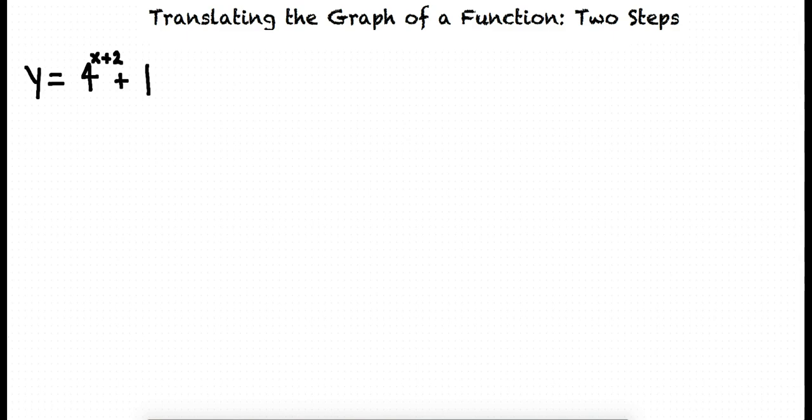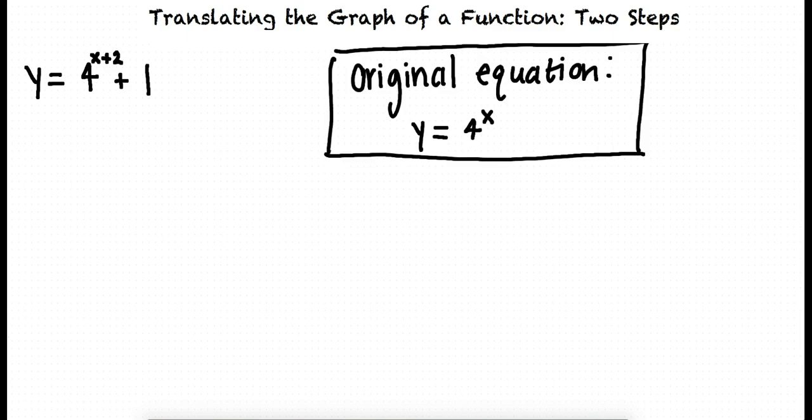First, let's start by identifying what kind of translations we are going to make to this graph. Looking at the translated equation, y equals 4 to the power of (x plus 2), plus 1, we can see that there are two operations acting on the original equation, y equals 4 to the power of x. 2 is added to the x, and 1 is being added to the function as a whole. Based on the vertical and horizontal translation rules we just covered, what is the direction and distance of the translation we are going to apply to the original graph of y equals 4 to the power of x?